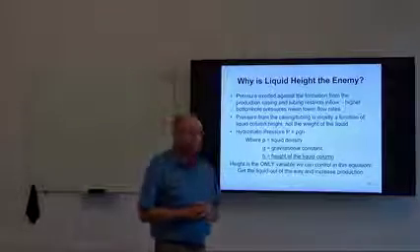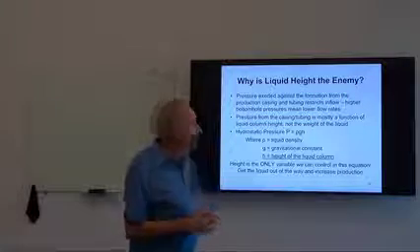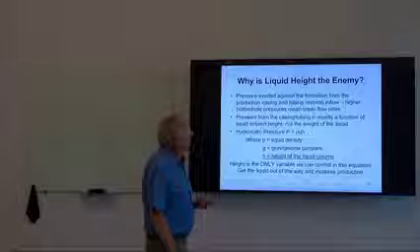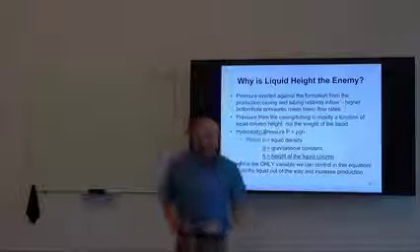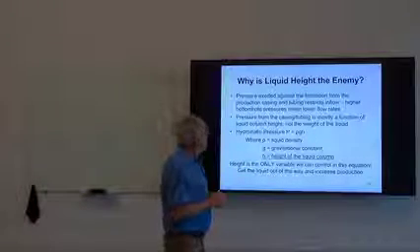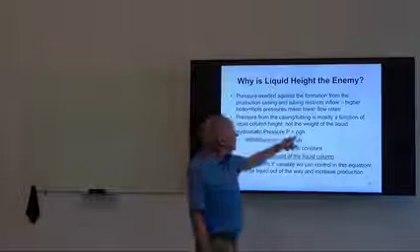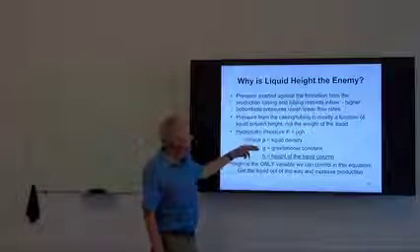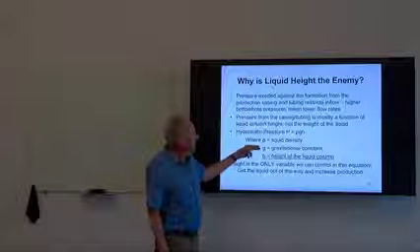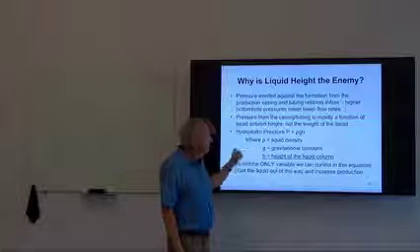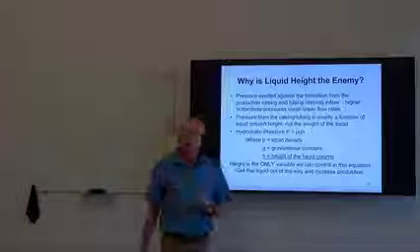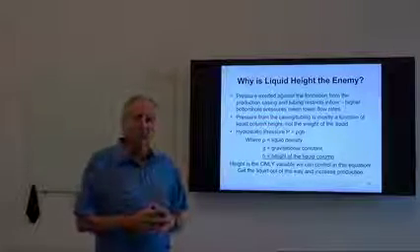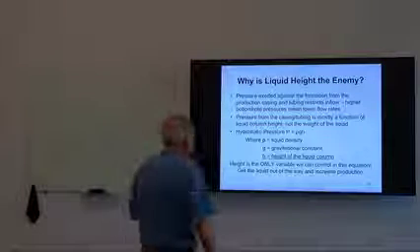So why is liquid height the enemy? Well, let's just take it down to something relatively simple, and that is hydrostatic pressure. So hydrostatic pressure P equals rho g h, where rho is liquid density, g is the gravitational constant, or acceleration due to gravity, and height, h, the height of the liquid column, is the main variable.